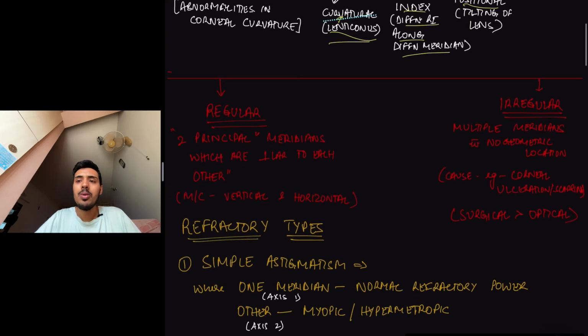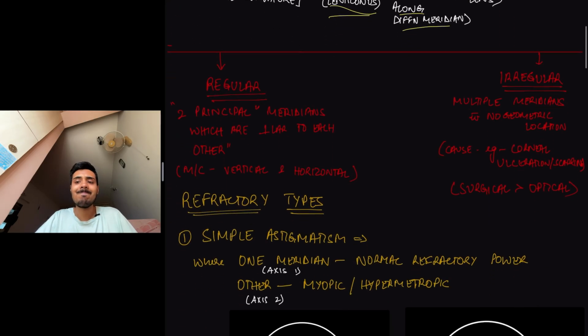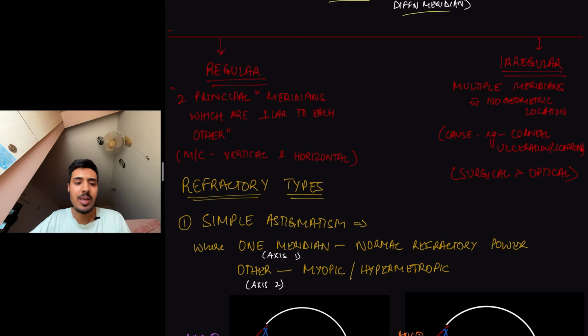So next, coming to the two main types of astigmatism, that is regular and irregular. In regular, you have two principal meridians. Now what are these two principal meridians? Most of the times there is one vertical meridian and one horizontal meridian. They always have to be perpendicular to each other. That is regular. In irregular astigmatism, you have multiple different meridians.